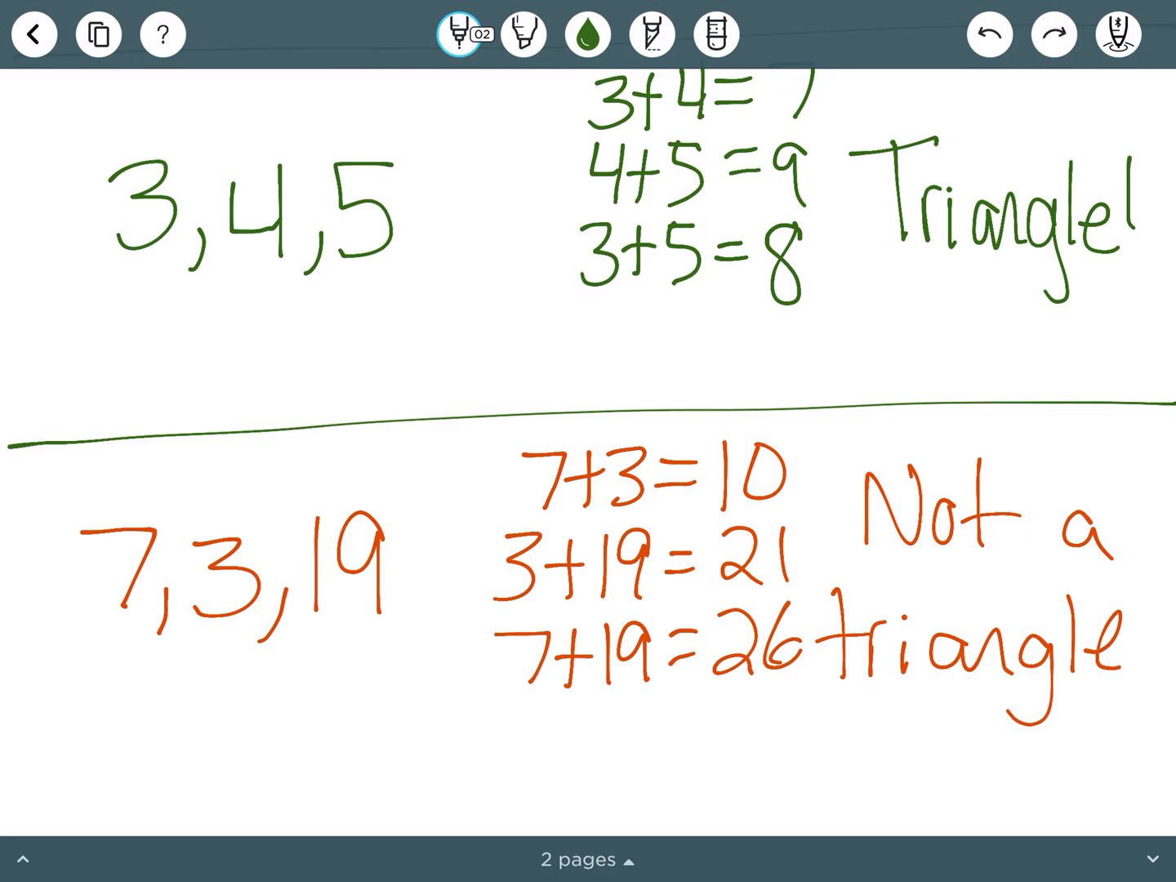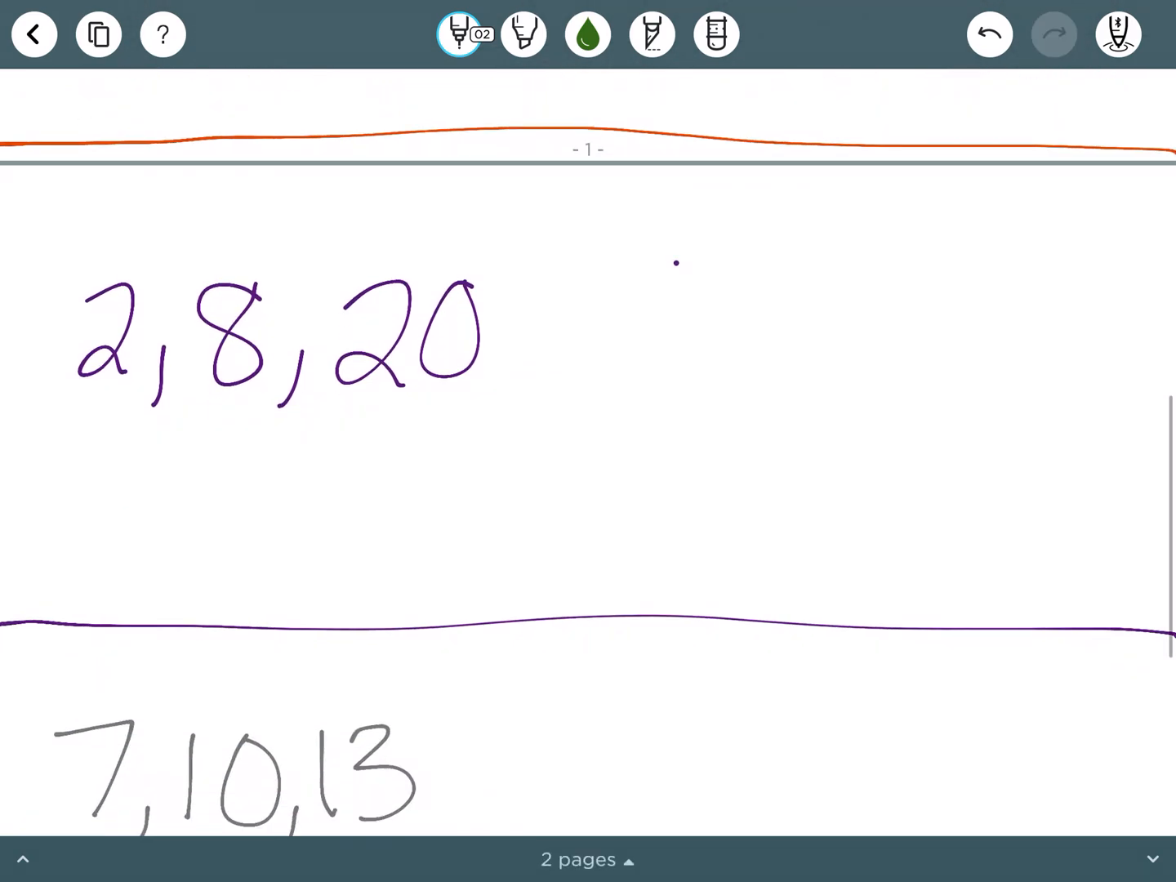And now that you know how this works, I really think it would be beneficial for you to try this adding of the sides on your own and see if you can do it, and then see if what you do matches what I do. So let's try sides 2, 8, and 20.